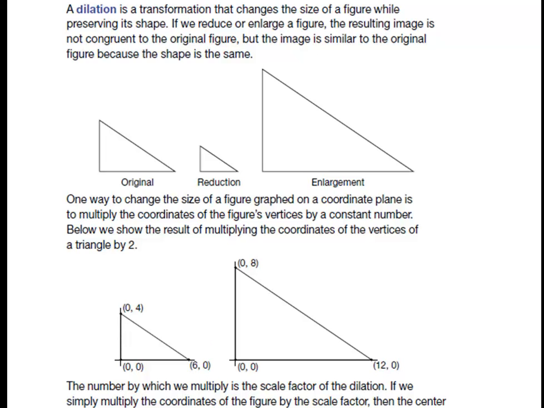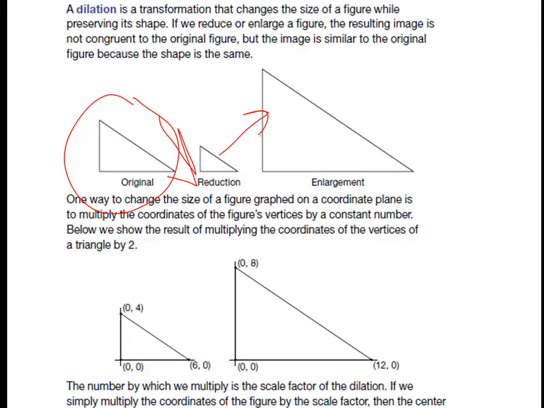Dilation just means we're going to change the size of something, and dilation means we're going to make it bigger. If we reduce it or enlarge the figure, the resultant image is not congruent and it's not its original size. So here it's original, here we shrink it, and here we make it bigger.